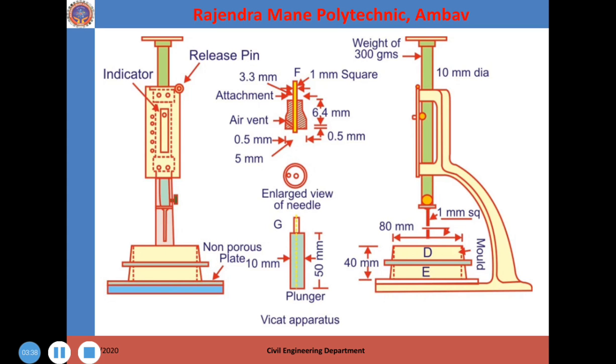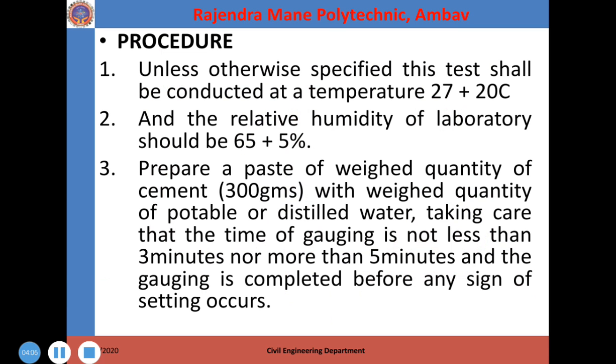It has a diameter of 10 mm and a height of 50 mm. This needle is used to find the final setting time of cement, which we shall discuss in the next video. And one non-porous plate, that is a glass plate, is placed below the mold. Okay, the procedure.